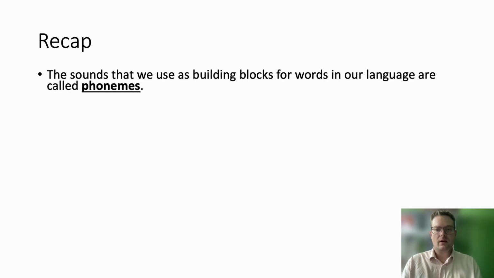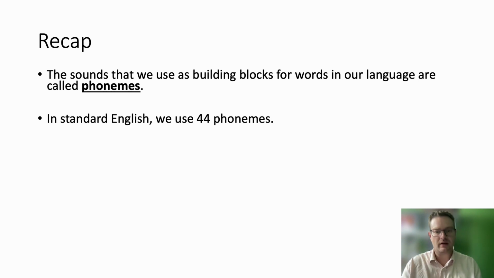So far, we have learnt that the sounds that we use as the building blocks for all the words in our language are called phonemes. We have a set of phonemes that we use to make English, and in standard English, most people have 44 of these phonemes that we build all our words out of. And our phoneme set can be divided up into 24 consonants and 20 vowels.